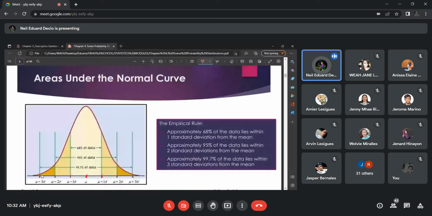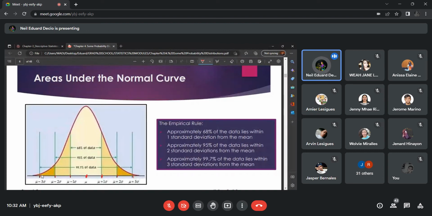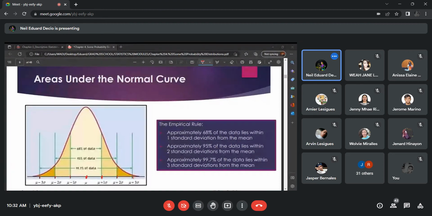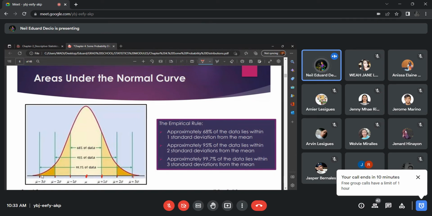And then for -3 to +3, that's actually 99.7% of our data. So this is the empirical rule for the normal distribution. Approximately 68% of the data lies within one standard deviation, so that's positive and negative one. Approximately 95% of the data lies within two standard deviations from the mean. And approximately 99.7% of the data lies within three standard deviations of the mean.